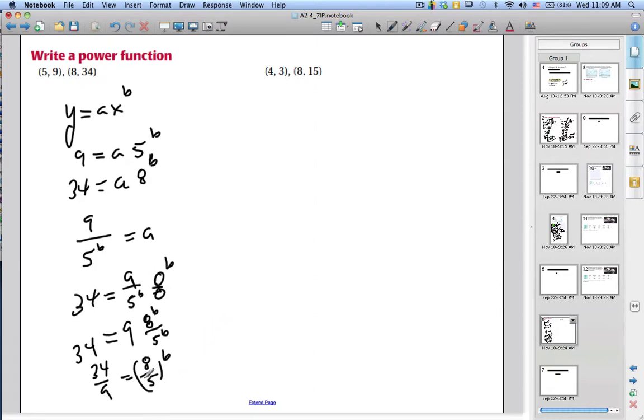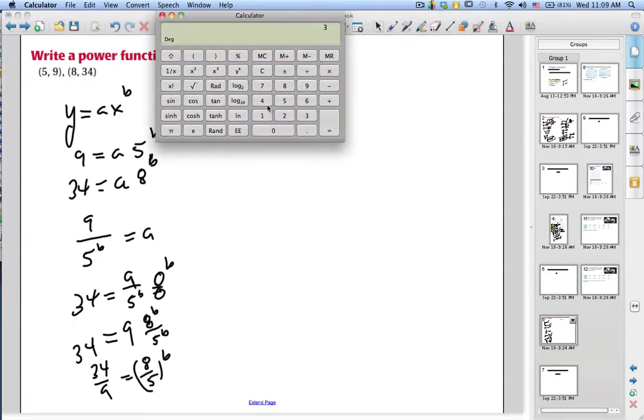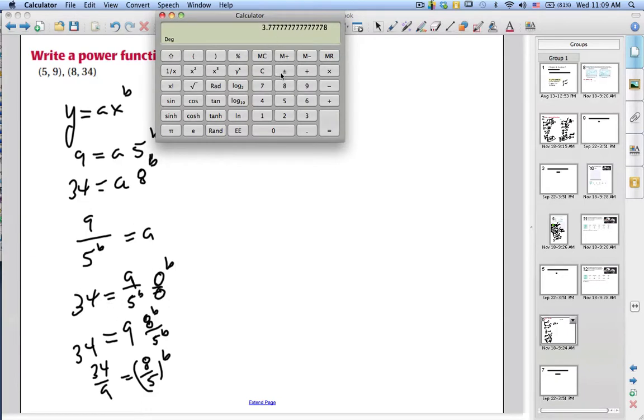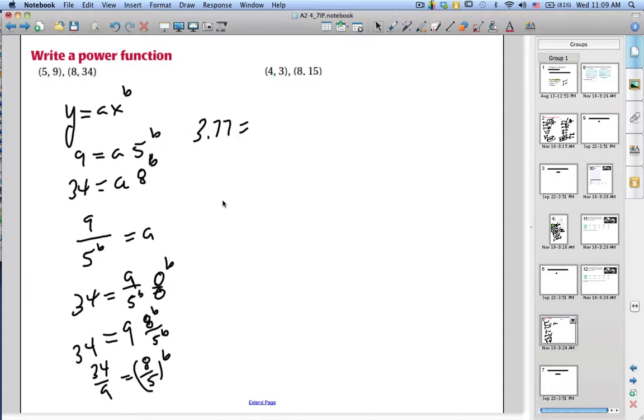Right? Now, if I go ahead and work through this, I'm going to get a fraction and another fraction. So let's go ahead and find out what those are. So 34 divided by 9, 3.7, essentially repeating. So let's go 3.77 is equal to 8 divided by 5, 8 divided by 5, 1.6. 1.6 to the b power.